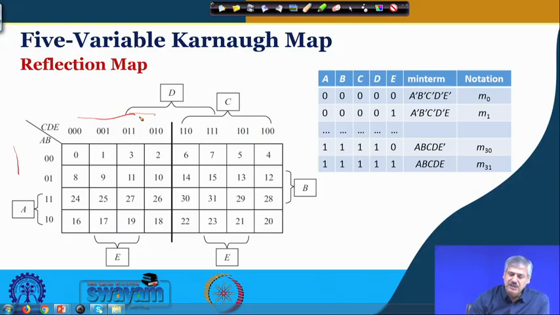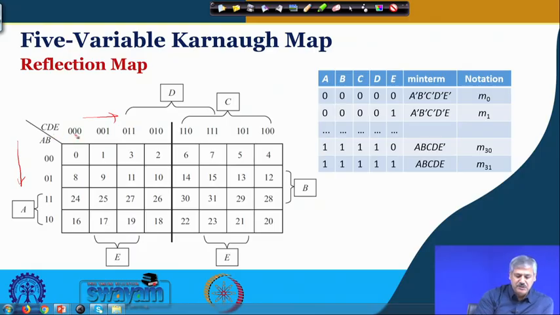So, what we show here is a reflection map based 5 variable simplification. So, in the reflection map based, this side remains what it was earlier for 4 variable, and the other side here we are representing the remaining 3 variables, okay, out of 5 variables. So, C, D, E, 3 variables are there.